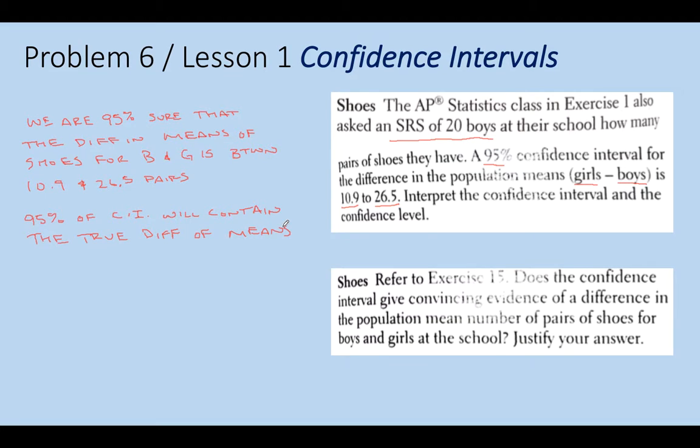Okay. And then the very last one here, does the confidence interval give convincing evidence of a difference in the population mean number of pairs of shoes for boys and girls? Well, if I were to kind of draw it out and do one of these interval things, the bottom interval is 10.9 and the top interval is 26.5. And for there to be no difference, 0 would have to be in here. That would mean there was no difference. And you can see we're 95% sure that this confidence interval, like the minimum difference would be 10.9. And we're 95% sure that all of these would contain the true mean. So yeah, we are pretty sure that there is a difference based on this.